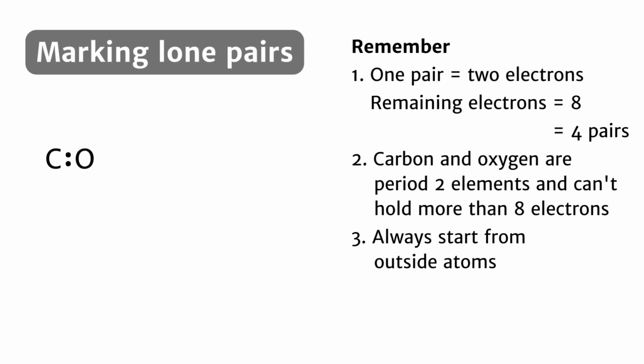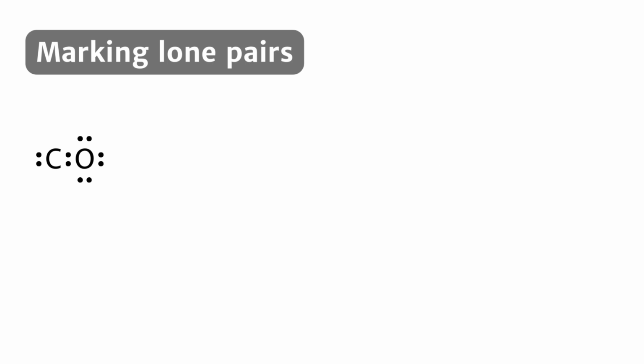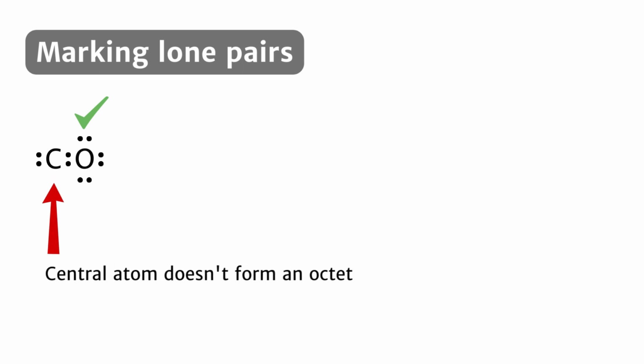In CO, the outside oxygen atom will receive 3 lone pairs, while the central atom, carbon, will get 1 lone pair, as we only have 4 lone pairs to mark on the structure. The octet is complete on the outside oxygen atom, but not on the central atom, carbon. Let's now focus on completing the octet for the central atom, carbon.